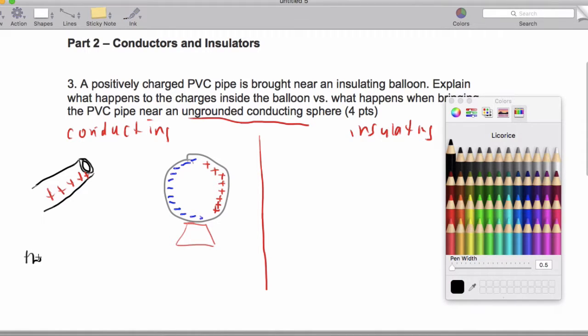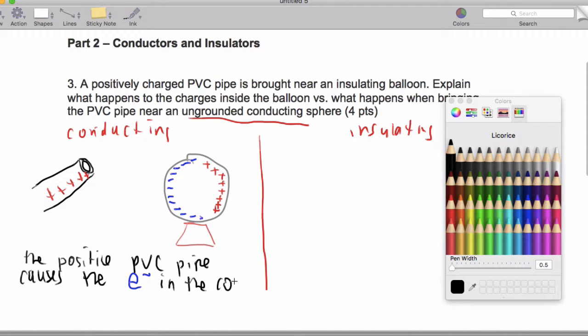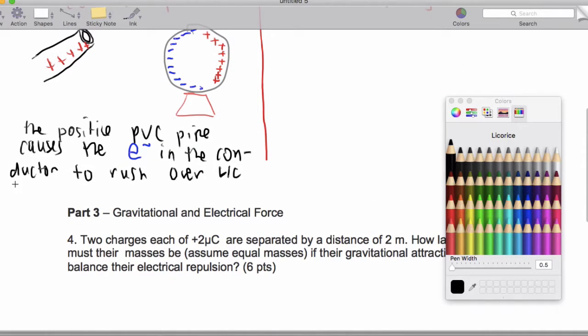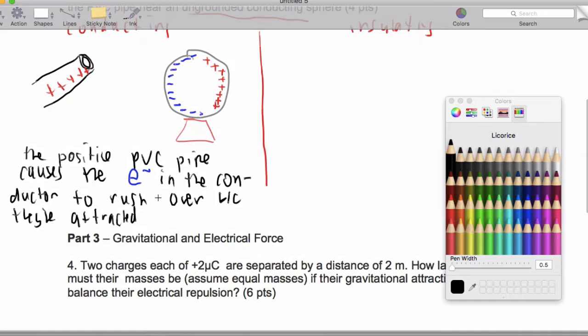Okay, and so what's going to happen, and I'll put it on a little platform here, is I'll write it like this. The positive PVC pipe causes the, okay, I'm going to use some chemistry knowledge here, electrons, I don't want to write that out, in the conductor to rush over because they're attracted to the PVC pipe. There we go. So that's what happens with the conductor.